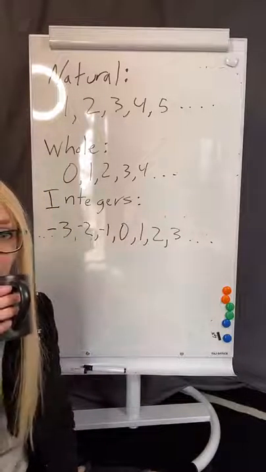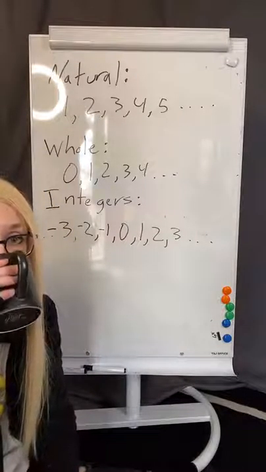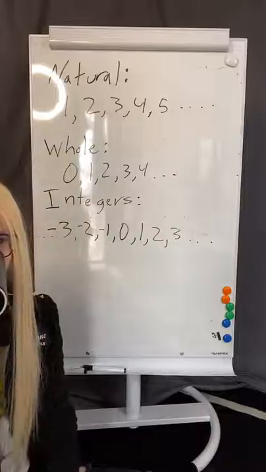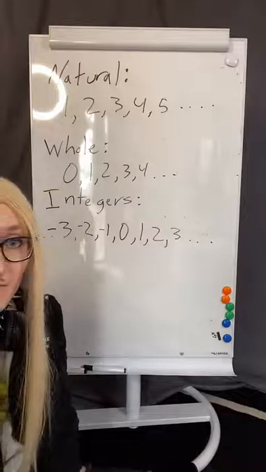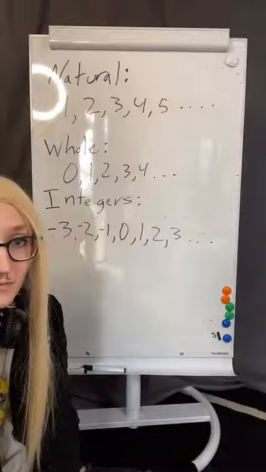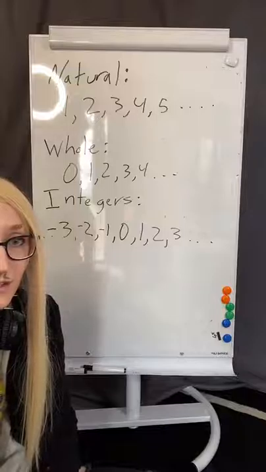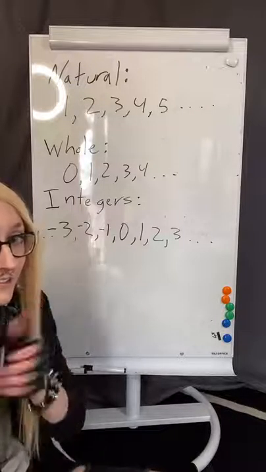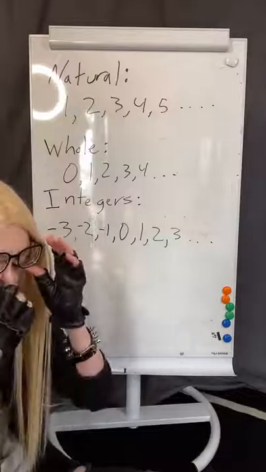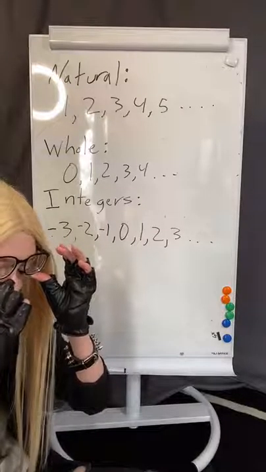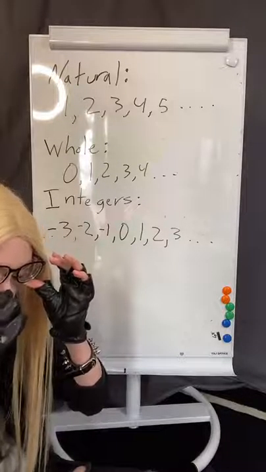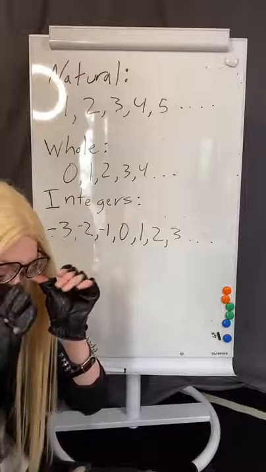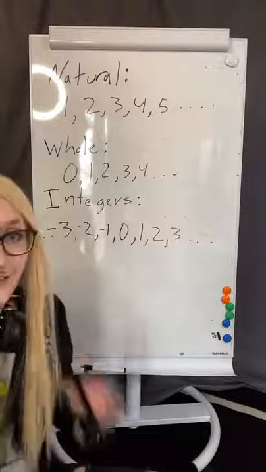Sorry, I'll get out of the way. Let you write that down if you need to. Z for integers. Z is the letter that we usually say for integers, which is kind of weird, but I like to think of it as a mascot for the numbers. Number mascot.